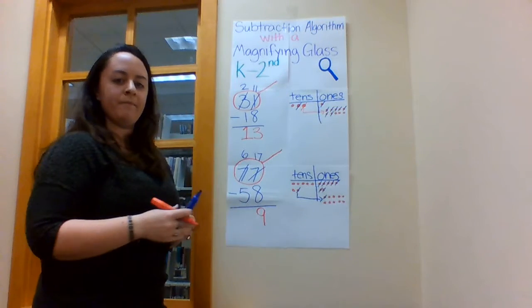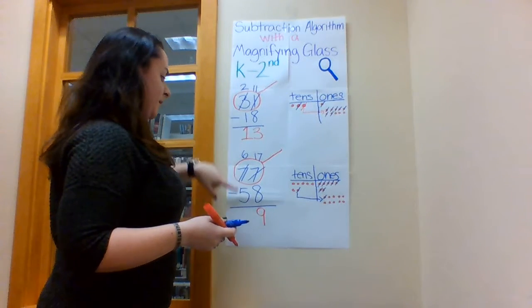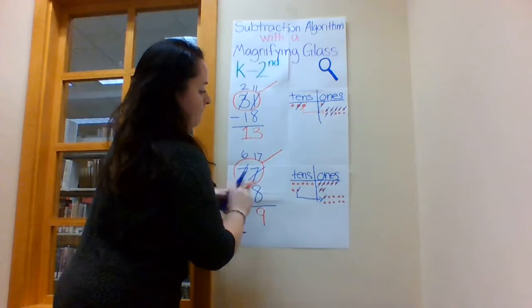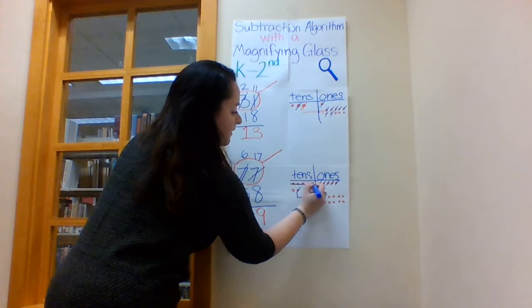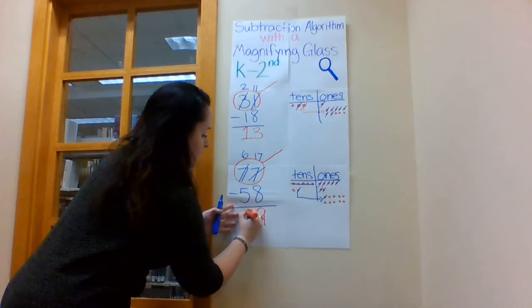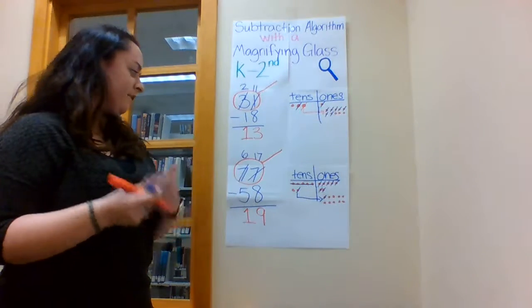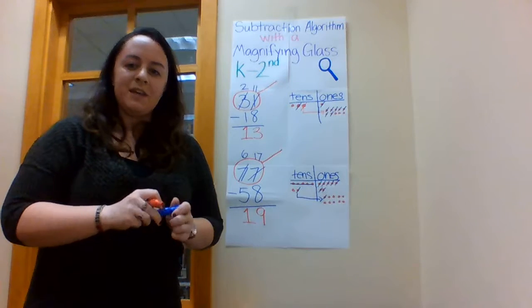9 ones remaining. Move over to the tens place, do the same thing. Remember that we only have 6 of them up here, and we're going to take 5 away. Since this whole top row is 5, I'm just going to put a line through them. And then we can see that we have only 1 ten remaining. So we can see that 77 minus 58 equals 19.